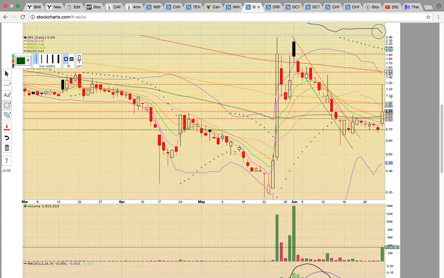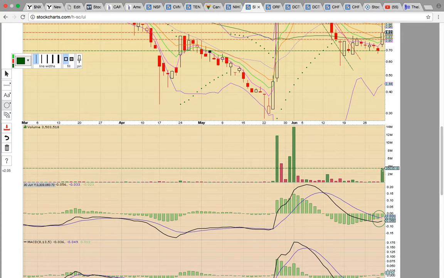A close above both those levels will signal that SPI wants to head higher, and that would put the upper Bollinger Band and the 200-day simple moving average at 153 on deck. If it fails to break the middle Bollinger Band, that's going to signal downside risk. It needs to get above that level. It needs to turn $1 into support to head higher.